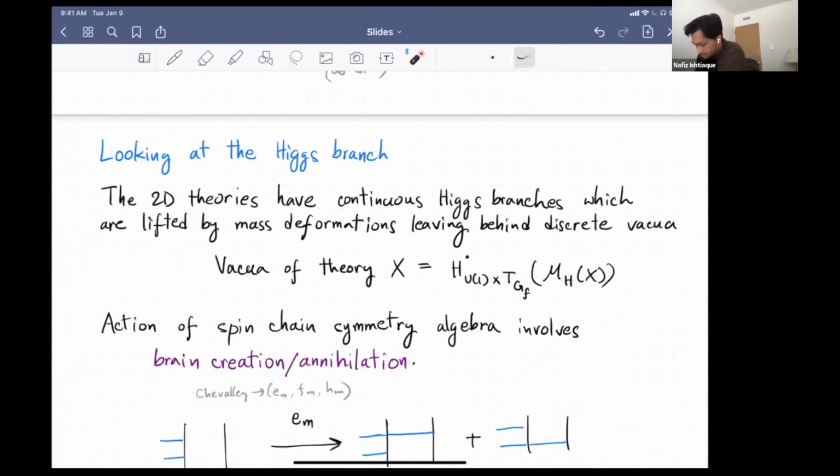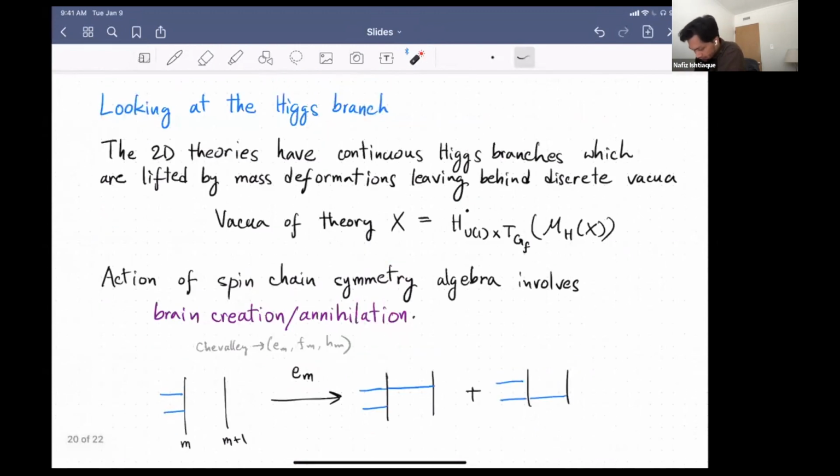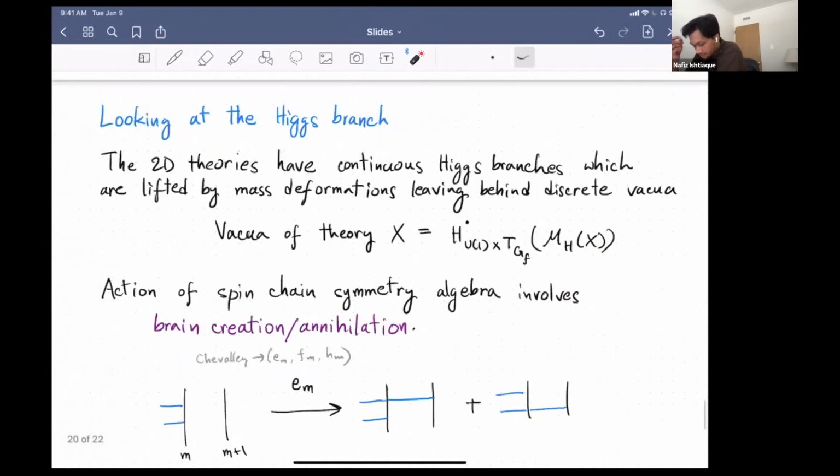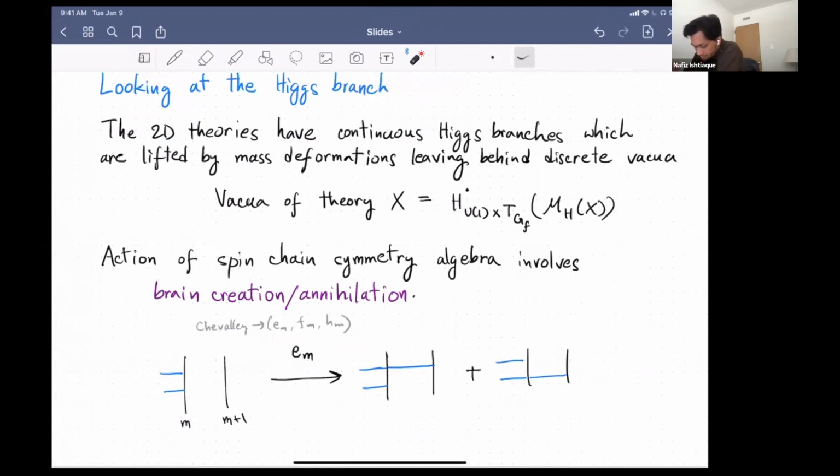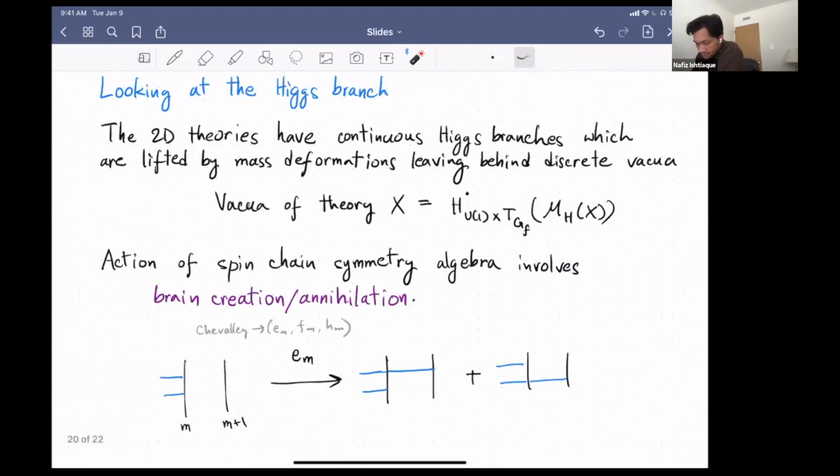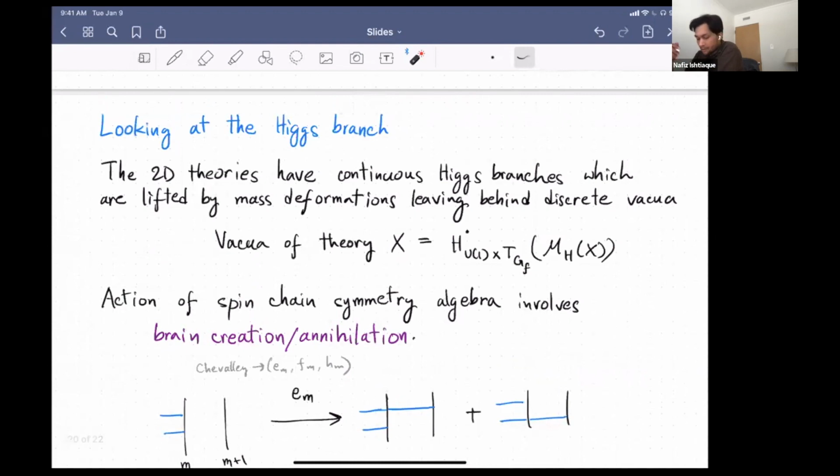I guess I'm almost at the end of my time, so let me make some quick comments about some problems that can be considered in the setup. So far what I have described is a setup in which we can treat various problems. So for example, we can look at the Higgs branch of the 2D theory. If we turn on generic FI parameters, then the theory goes to the Higgs branch vacua. And with mass deformations, the Higgs branch is almost entirely lifted except some discrete vacua.